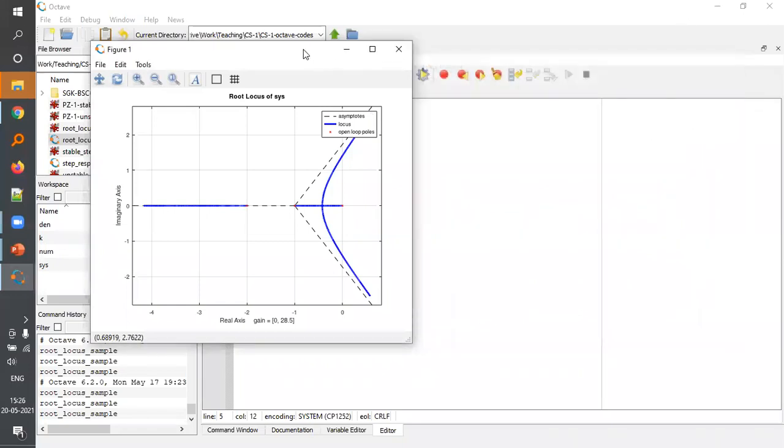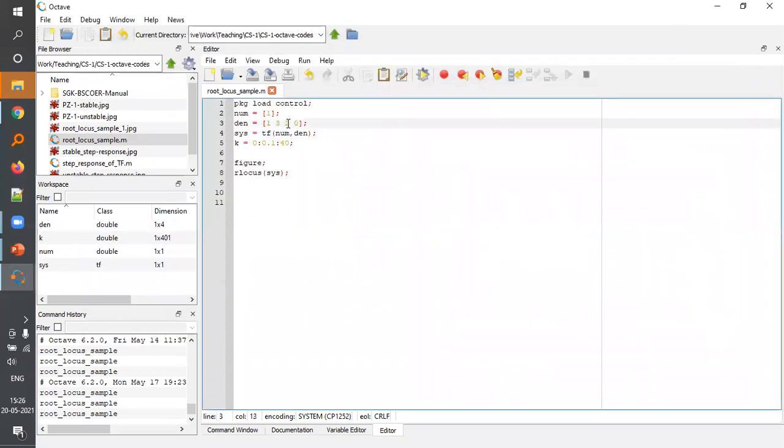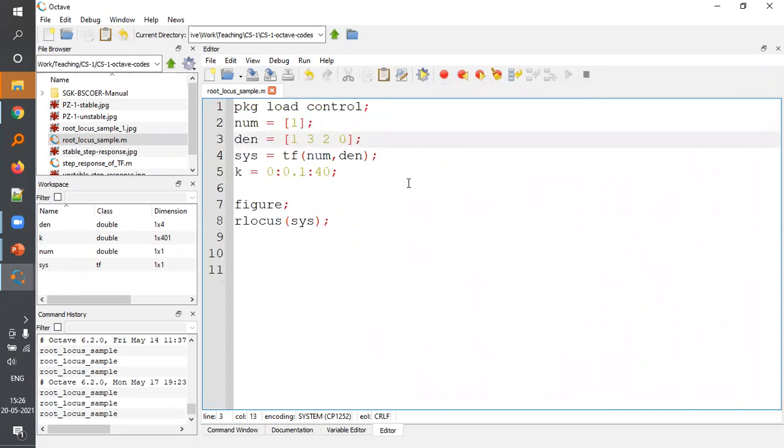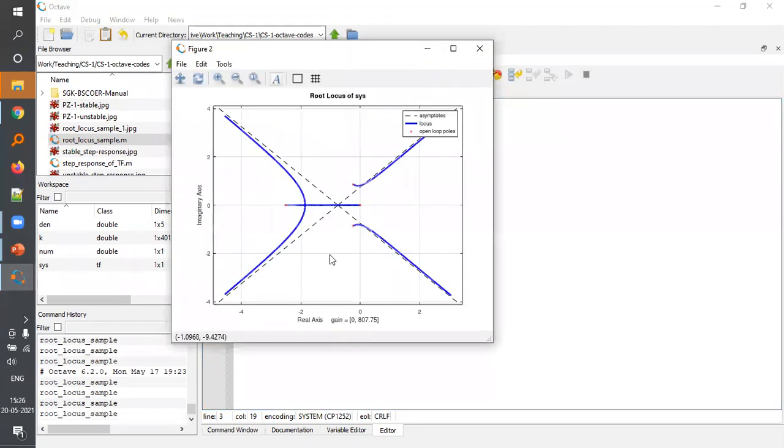Okay, now let me change the function itself. Instead of 1320, I will increase the order. I will introduce one more element here, 13220. Just randomly I have increased the order. I have made this now a 5th order system. Let's see what happens to the root locus.